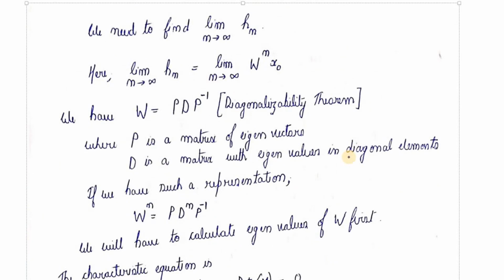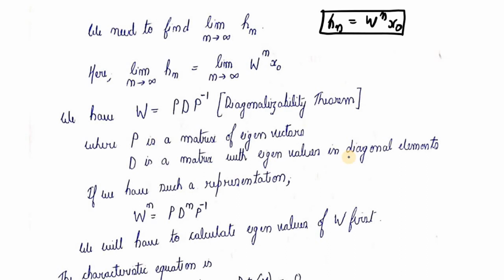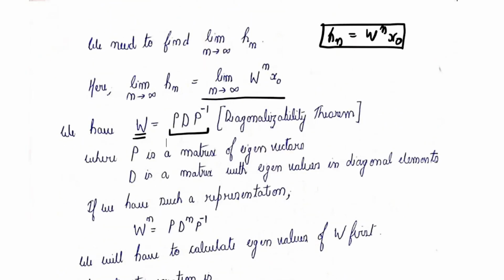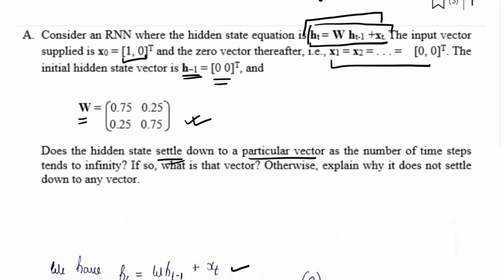Now we need to find the limiting value of Hn. Just remember that Hn is W raised to n times x naught. This we need to remember. Now, in order to do that, we have the term W, which could be decomposed into PDP inverse using the diagonalizability theorem of eigenvalues. We can say that W is a matrix, and it's not even a big matrix, it's just a 2 cross 2 matrix, yeah, this is W, a 2 cross 2 matrix.